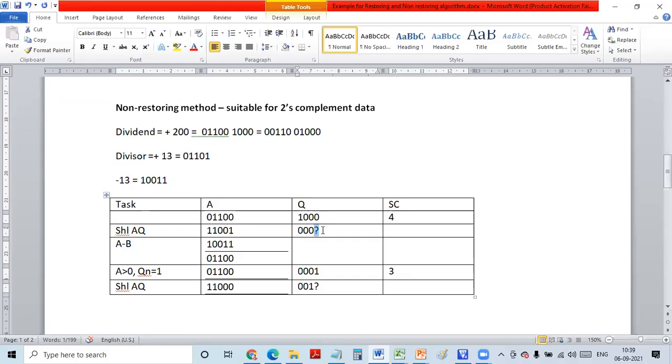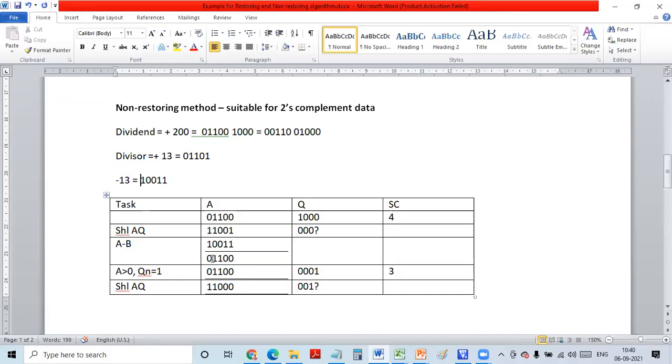If the subtraction is true, then Qn will be 1. If the subtraction is false, then Qn will be 0. So I'm doing the subtraction, nothing but adding minus b, which is 10011. After adding, this is the result.